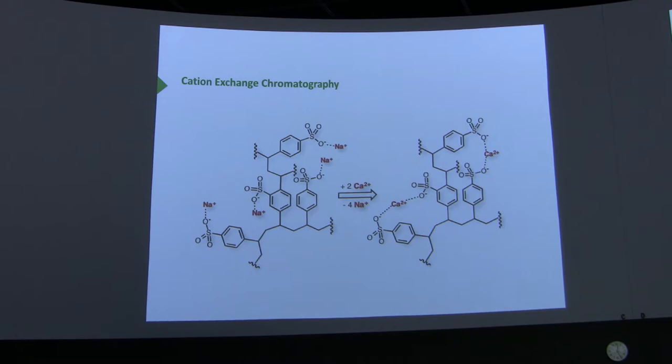Question over here, I saw a hand. Yeah? Will the exchange involve a more concise bonding scheme? Not sure what you mean by that. I won't say concise, no. This looks nice and tidy because you replaced one with two. That doesn't have to happen. All that matters is that we have a plus attracted to a minus.